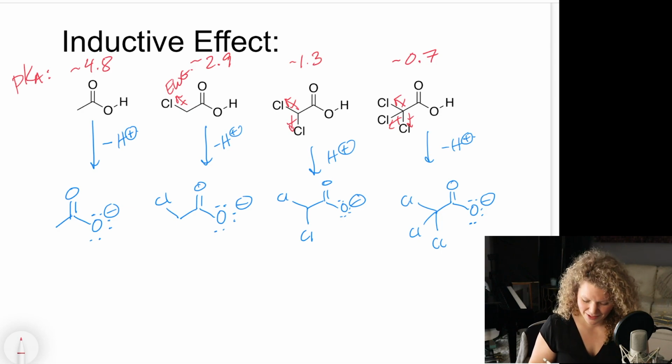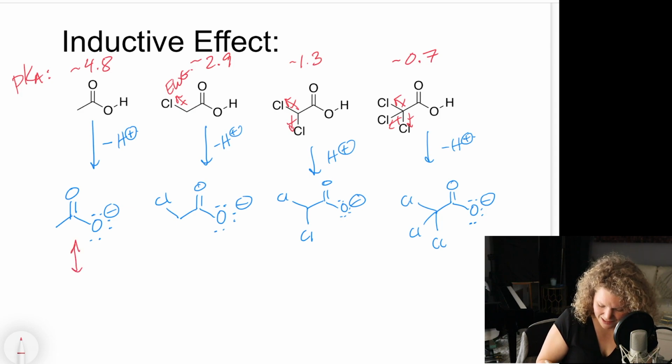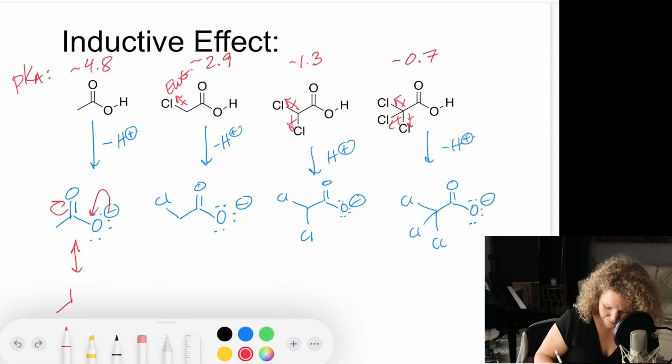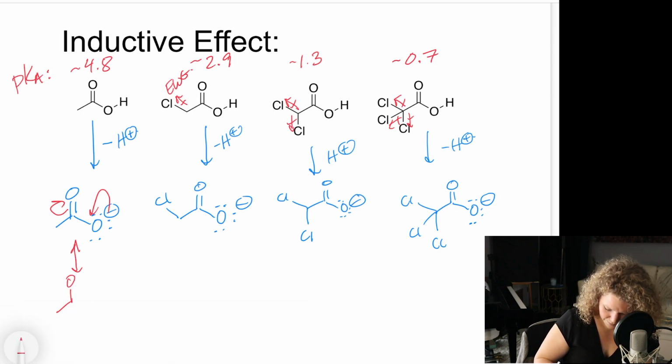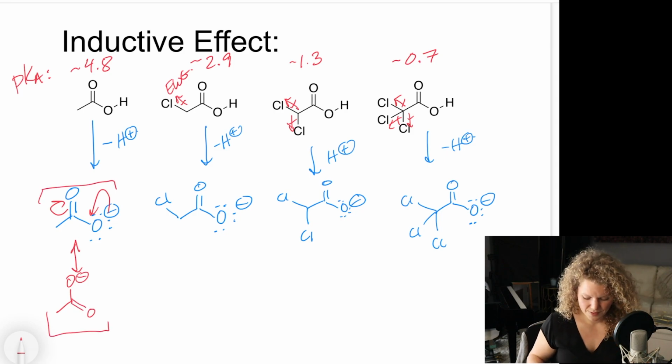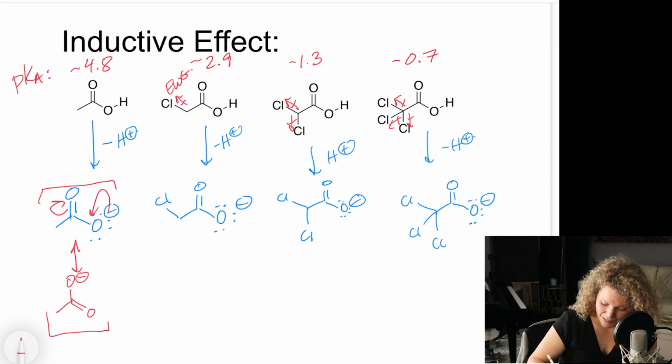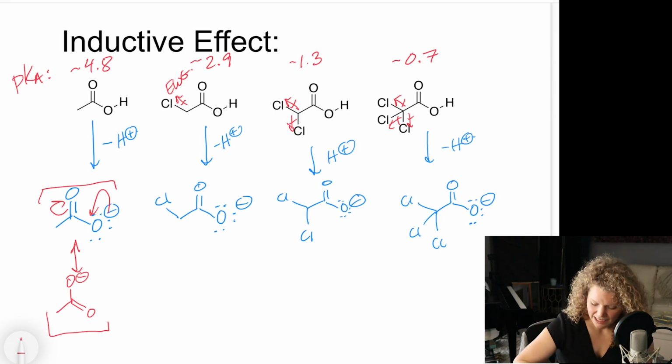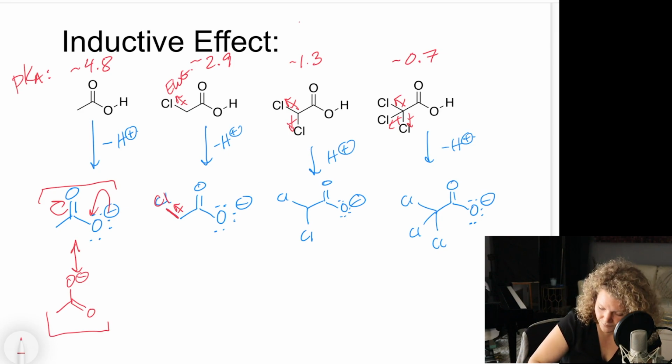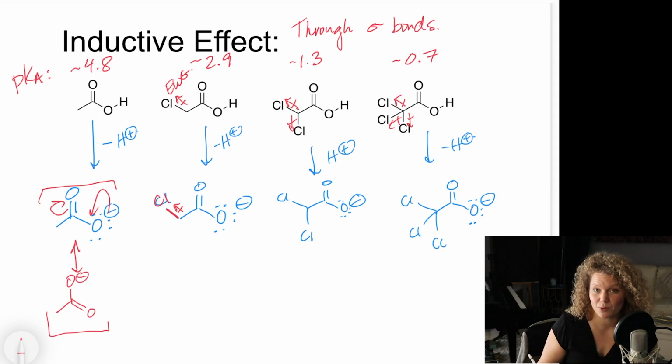Now, what's happening here? Well, we know that resonance has a big effect on just the overall acidity of a carboxylic acid. Here's my resonance for this carboxylic acid. But inductive effects are not resonance. It's simply withdrawing electron density through sigma bonds. Okay? So this is through sigma bonds. And you're looking for dipole moments.